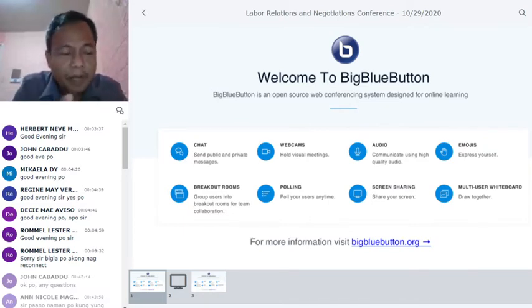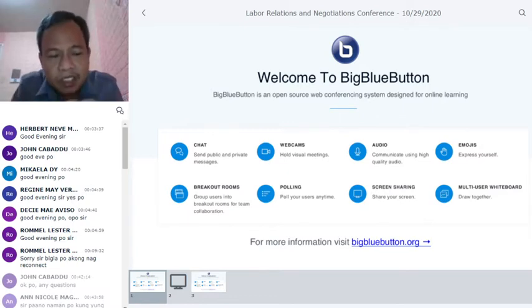So hindi pwede na magkakaroon lang ng pag-select ang employer base sa kagustuhan niya. Hindi pwede yun. Sino kaya sa inyo ang tatanggalin ko? No. There should be a reasonable ground din naman. Kailangan din i-justify ni employer kung bakit out of 20, itong isang ito ang pinili, or kung bakit out of 20, itong 19 na ito ang tatanggalin. Okay? So na-discuss natin last meeting yan.